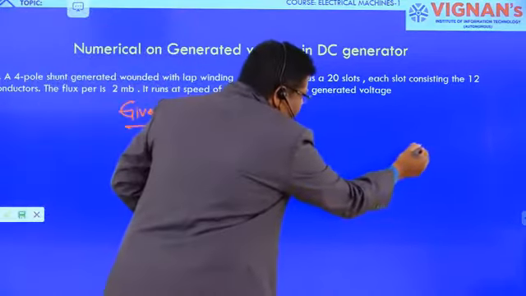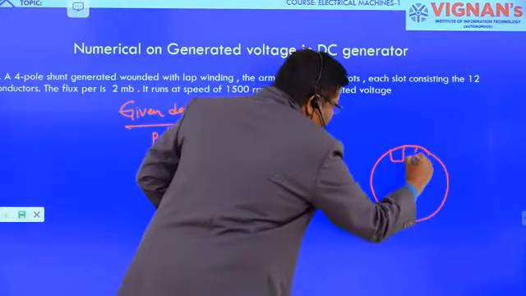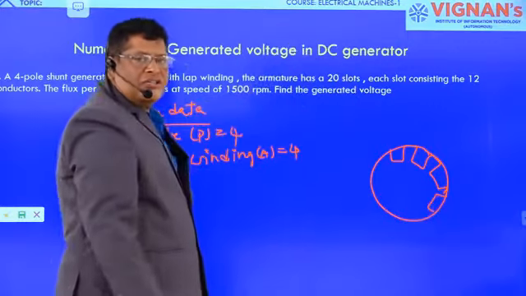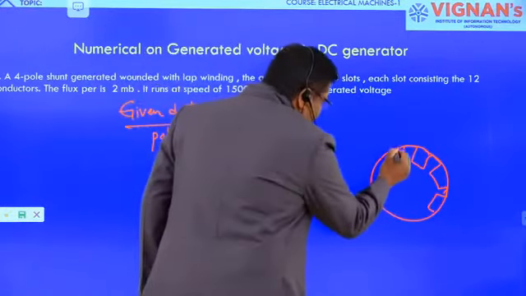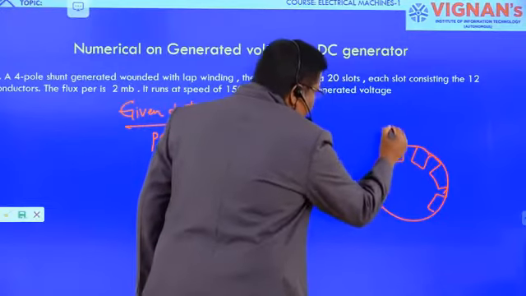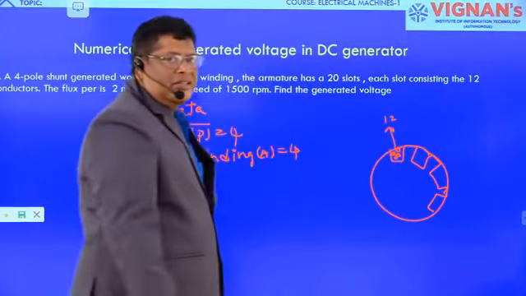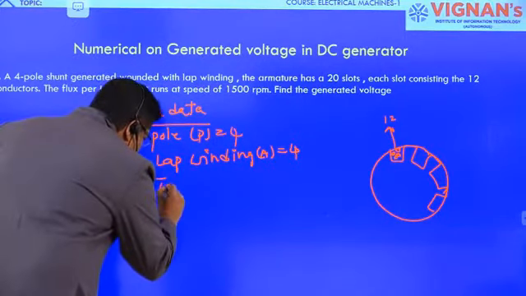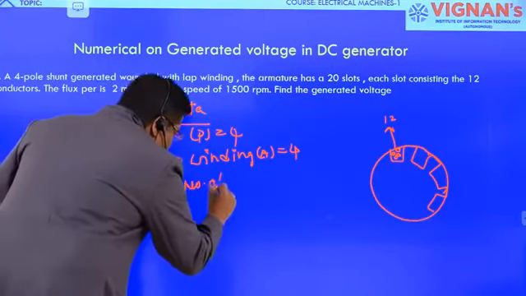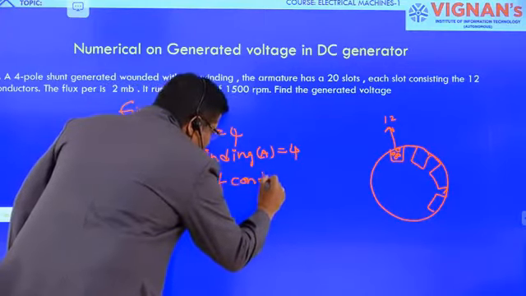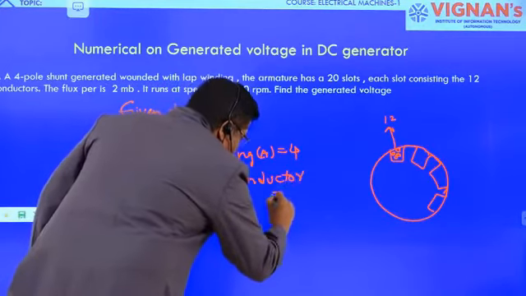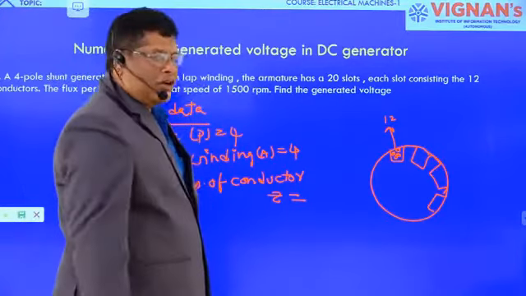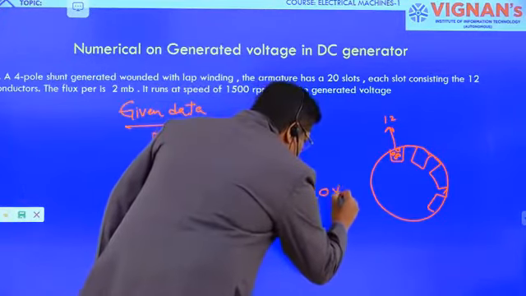If you take this as the armature, on the armature in this manner 20 slots are there. Each slot is consisting of 12 conductors. The total number of conductors Z is equal to the number of slots into conductors per slot, nothing but 20 into 12.